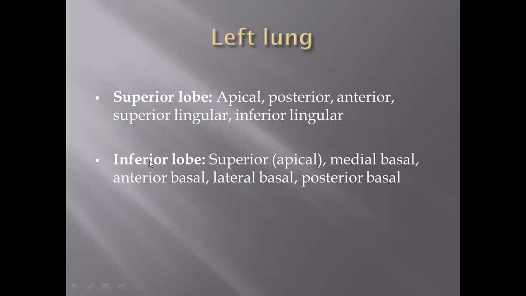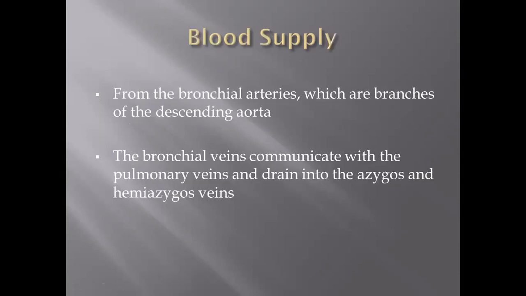Right? So here, instead of the 3 lobes, you have 2 lobes, and for the upper lobe you are getting 5 segments. For the lower lobe you are getting 5 segments. Means total 10 bronchial segments are there for the left lung also.